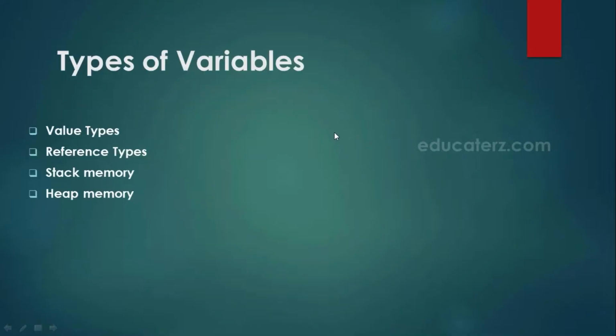Today, let's discuss the types of variables. Those are called value types, reference types, and the stack memory and heap memory.